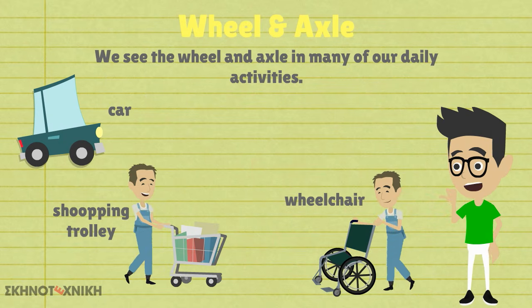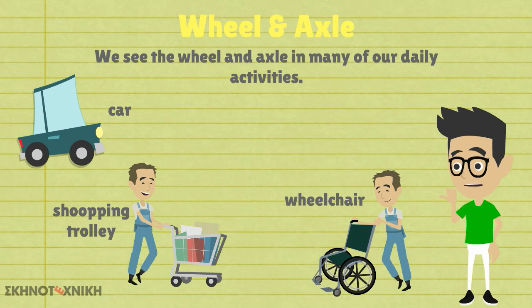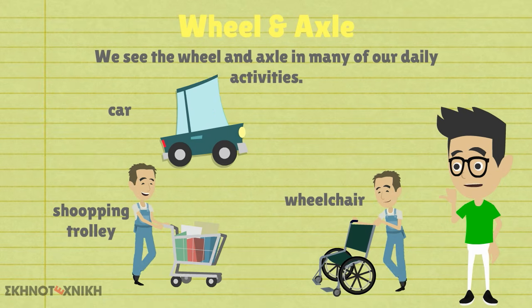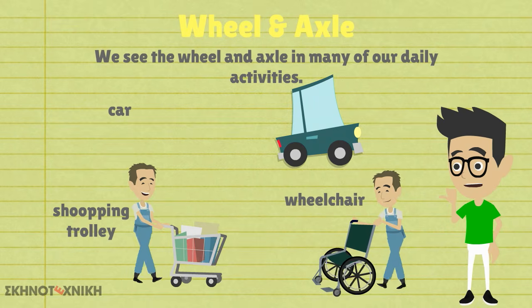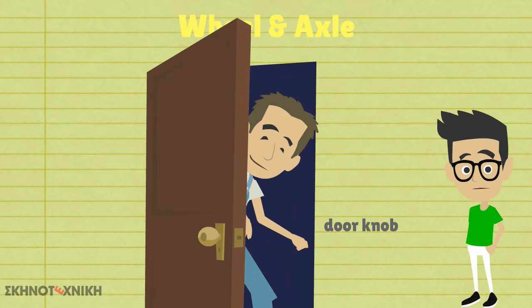We see the wheel and axle in many of our daily activities, such as when we use a car, a shopping trolley, or a wheelchair. Did you know that a doorknob is an example of a wheel and axle?